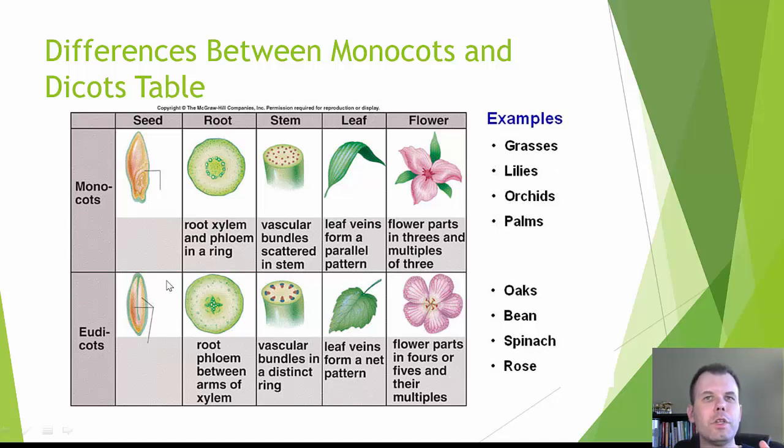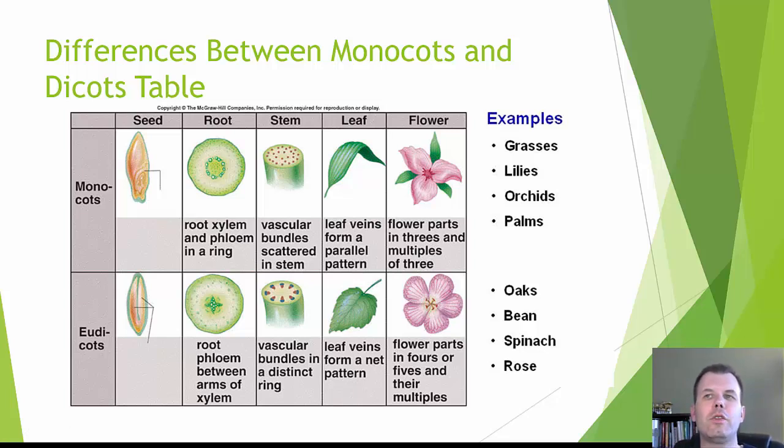Okay. Eudicots have 2 cotyledons in them, 2 leaves. You have the starfish structure, or the arms of the xylem. You have distinct rings in the stem. You have the net-like pattern in the leaves, and then finally you have the 4 or 5 petals in the flower. Dead giveaways. So really the easiest ones are probably the leaves and the flowers. The root and the stem will take a little bit more time just to kind of get a good pattern down on what those are.